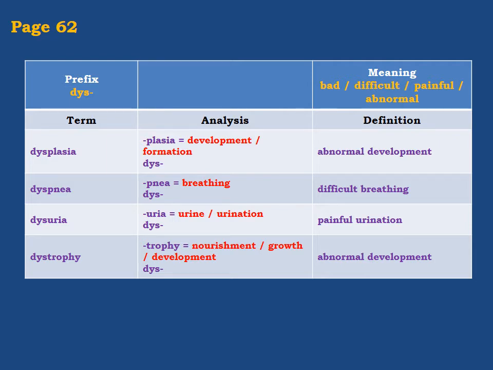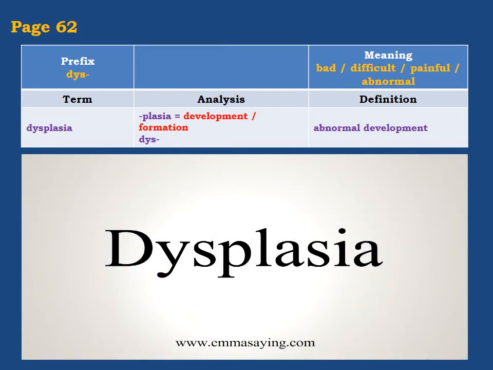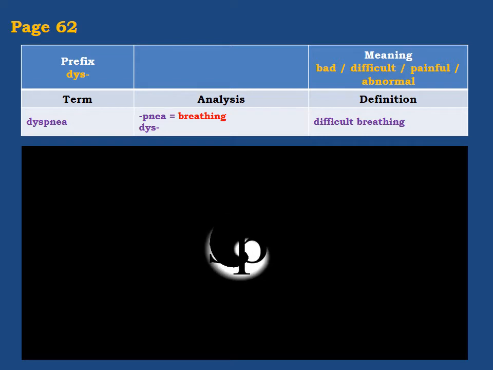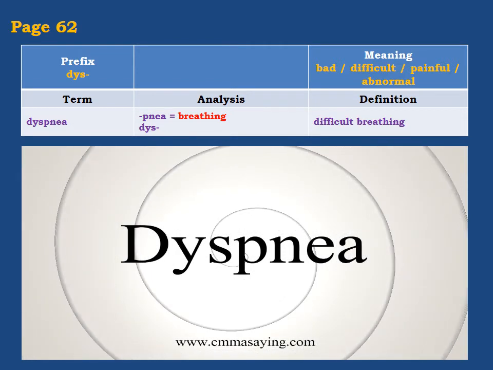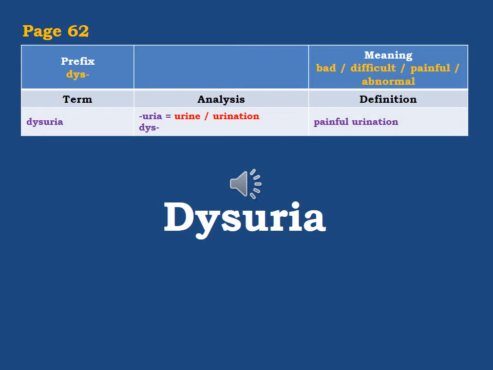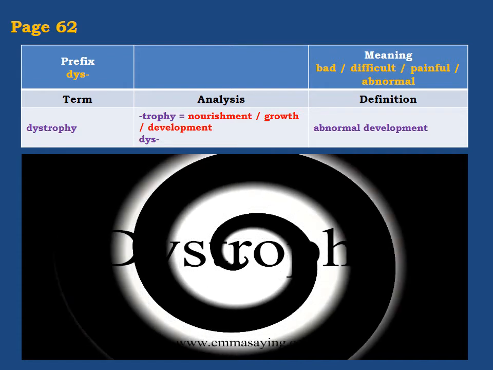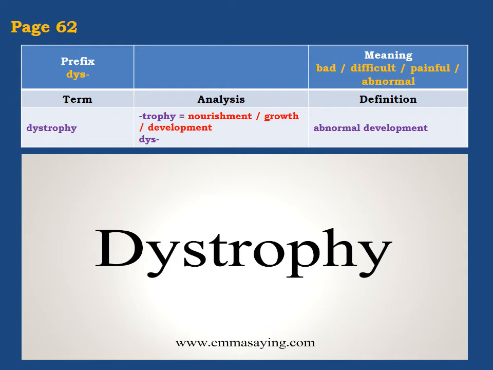Let's see the pronunciation. Dysplasia. Dyspnea. Dysuria. Dystrophy.